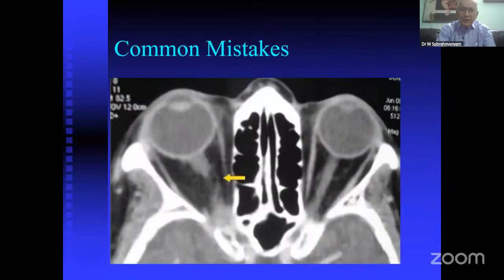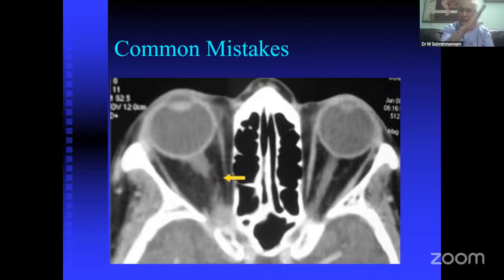I would like to talk a little about the common mistakes that are usually made by inexperienced people and especially by residents. If you look at this axial CT scan, you are seeing the optic nerve here and the optic nerve here. This part is missing. And if it is following trauma and the patient loses vision, most of them say that it is the avulsion of the optic nerve. But it's wrong.